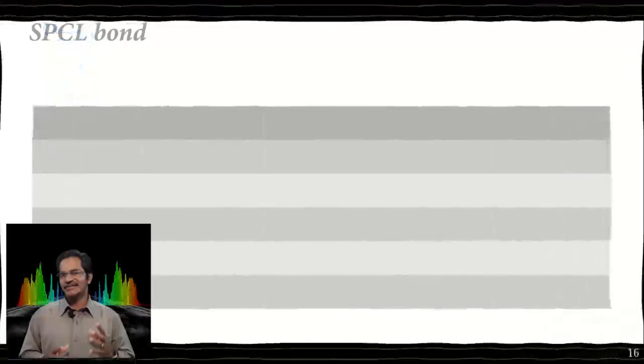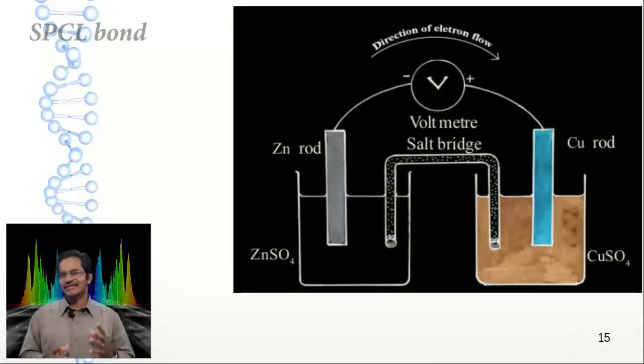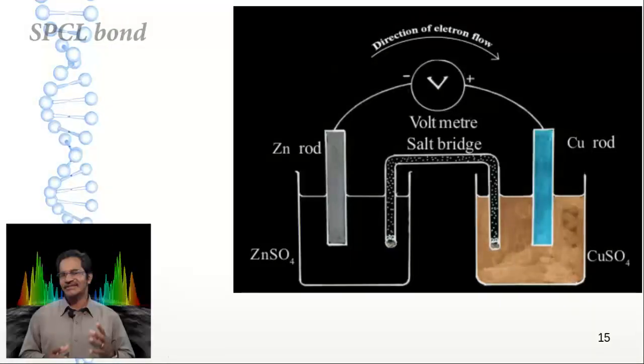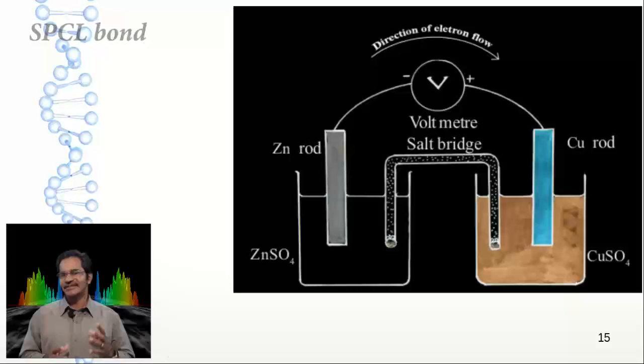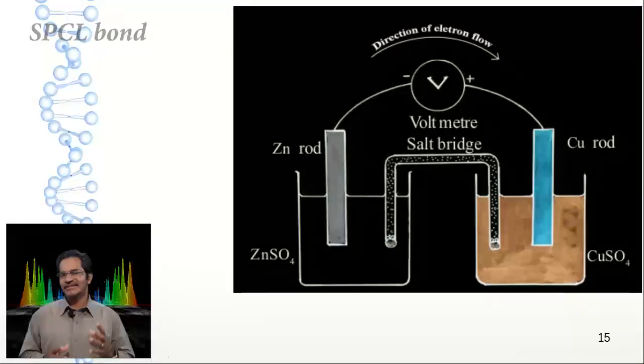It is very simple. In this diagram, we can very easily see that there is a vessel, a beaker, consisting of zinc sulfate solution. A zinc rod is immersed in it, and the second vessel consists of copper sulfate solution. A copper rod is immersed in it. A salt bridge is there for internal connection, and a voltmeter is connected in the external circuit. This is the diagram of a galvanic cell. The direction of electron flow is also indicated as an arrow mark.